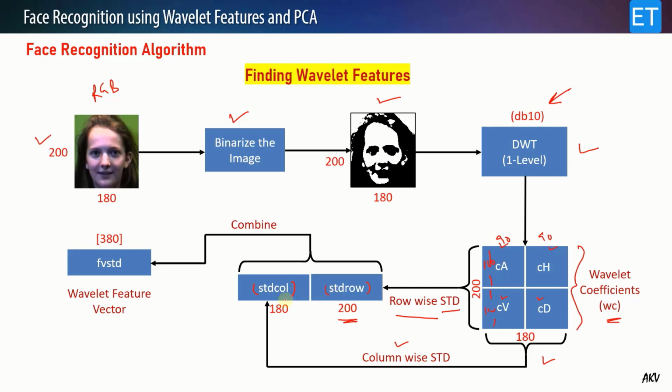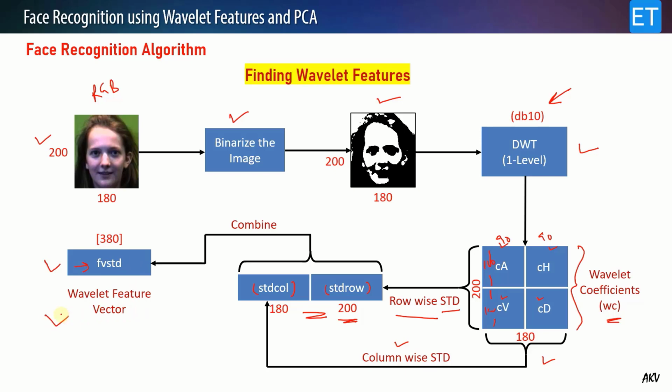Then concatenating these two, you will get a combined feature vector of size 380. I mean 180 plus 200, you will get a single array. Let's say the name of this variable is FVSTD, the feature vector of standard deviations. That will be utilized as the wavelet feature vector.